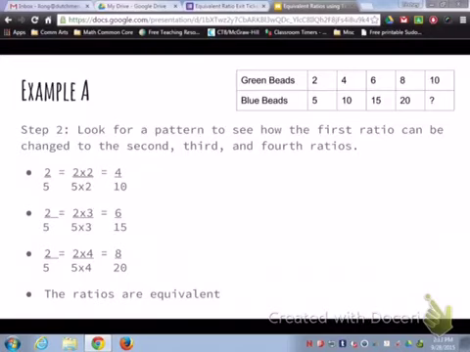Our next step is we need to look at a pattern to see how the first ratio can be changed to the second, so how she gets from 2/5 to 4/10. In this case, we can see that they multiply 2/5 times 2 to get the 4/10. Then we want to compare our first ratio to our third ratio. In this case, how do we get from 2/5 to 6/15? We multiply top and bottom by 3. And then for the fourth ratio, 2/5 times 4 gives us our 8/20. This shows that our ratios are equivalent.